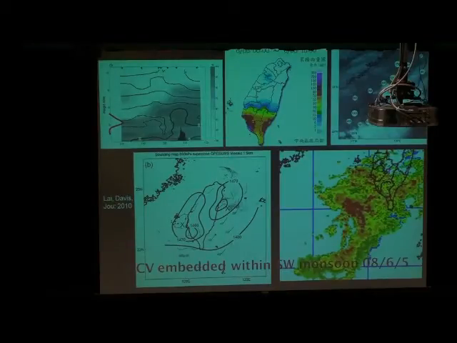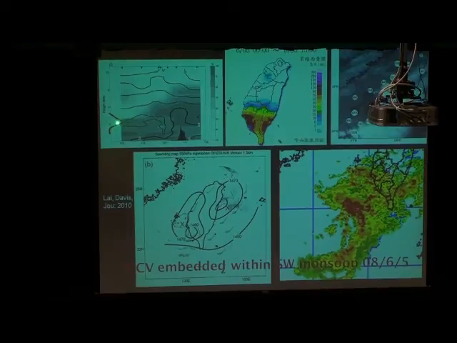Another piece of evidence I would like to show you is a case we studied in a pure southwesterly monsoon situation. In 2008, on June 5th, a meso-convective vortex occurred over the southern part of Taiwan and brought heavy rain to the southern part of Taiwan. As you can see, here is the westerly wind component we have. That's the jet structure we have.